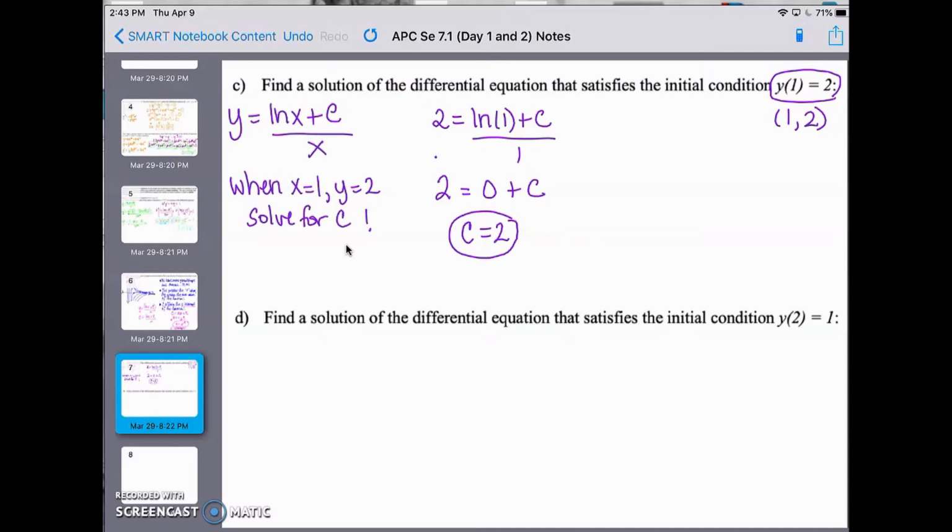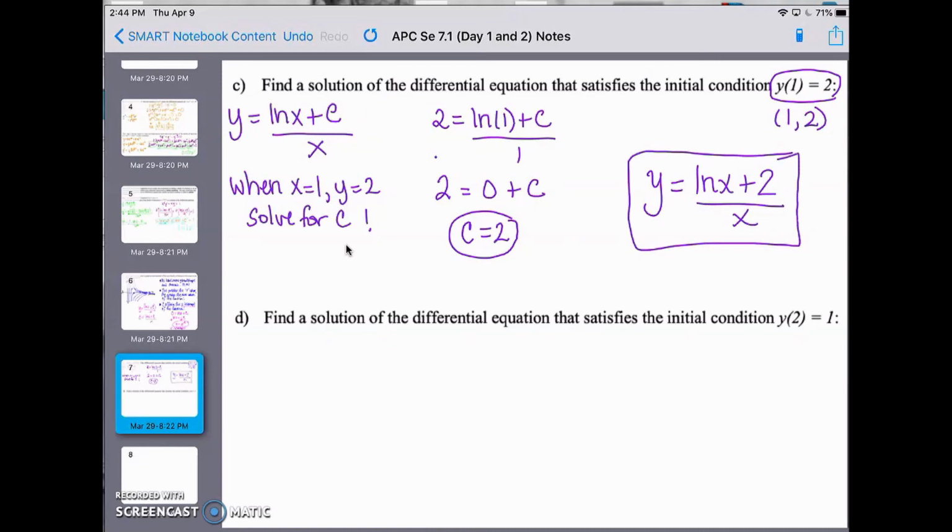Okay, so this means that our equation is going to be y equals natural log x plus 2 over x. That is the solution that satisfies that initial condition of our differential equation family. All right, part D, we're doing the same thing, but this time the initial condition is y of 2 equals 1, or when x is 2, y is 1.